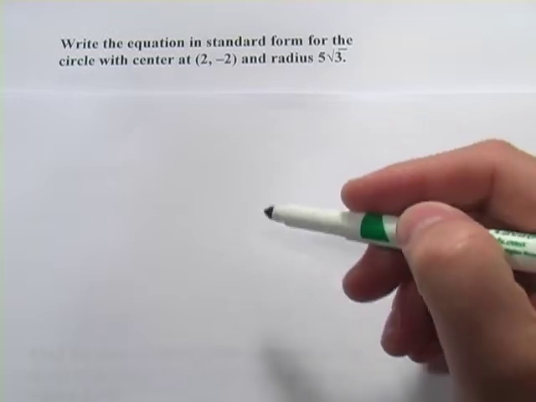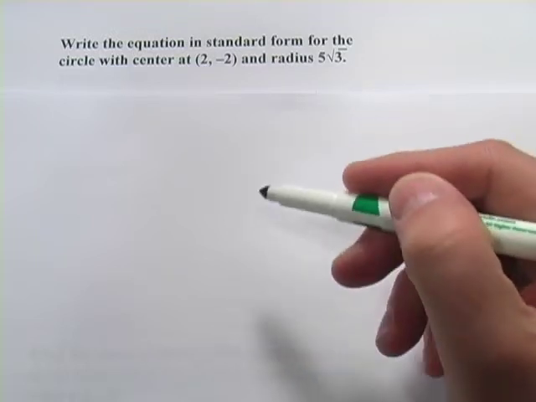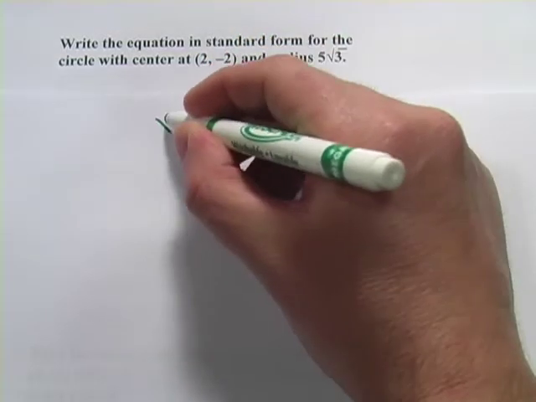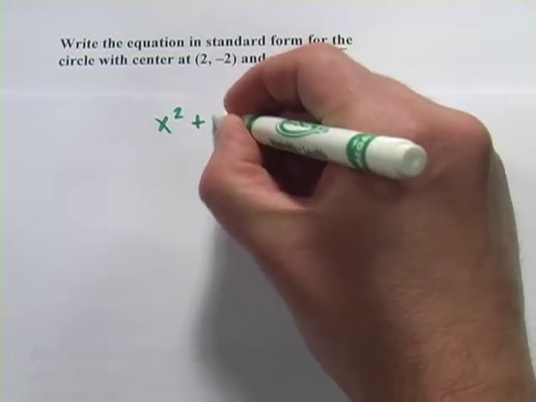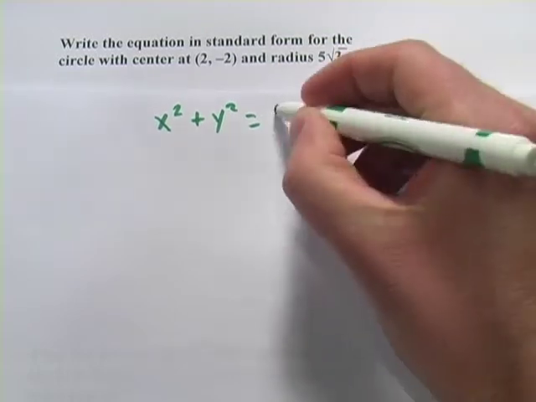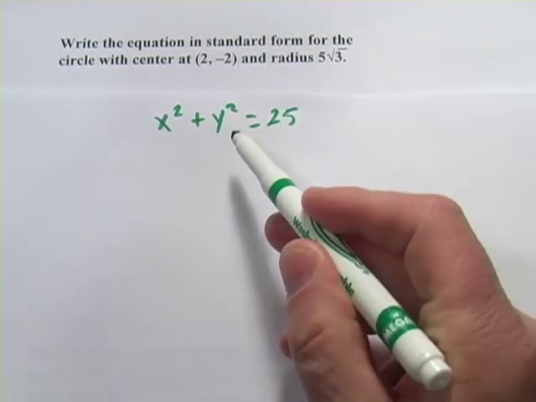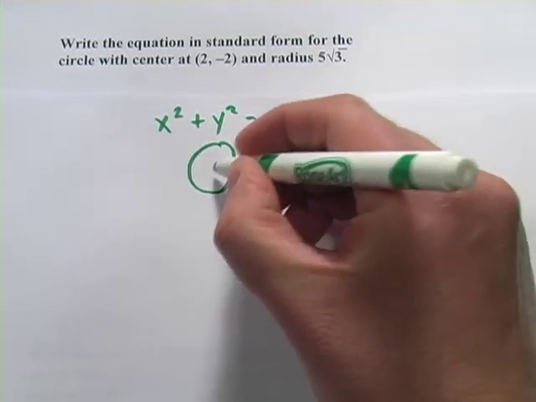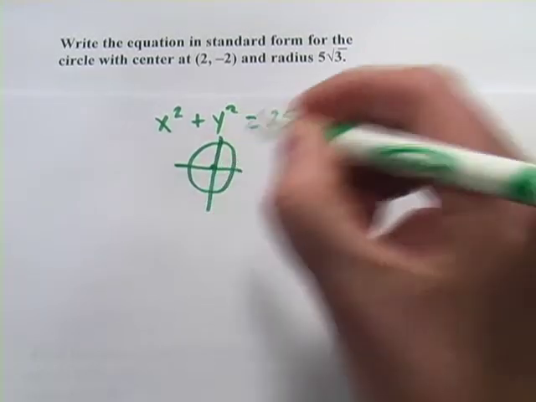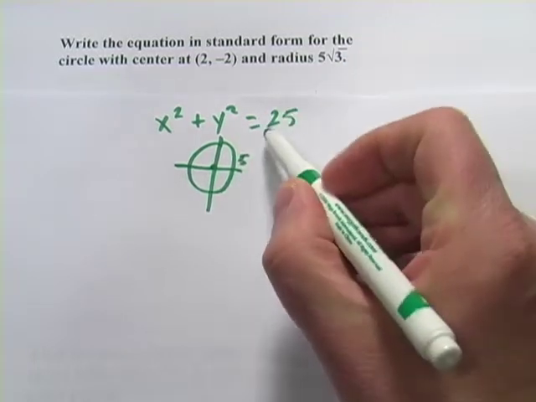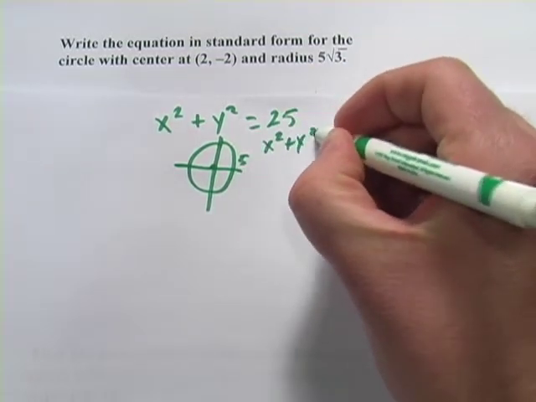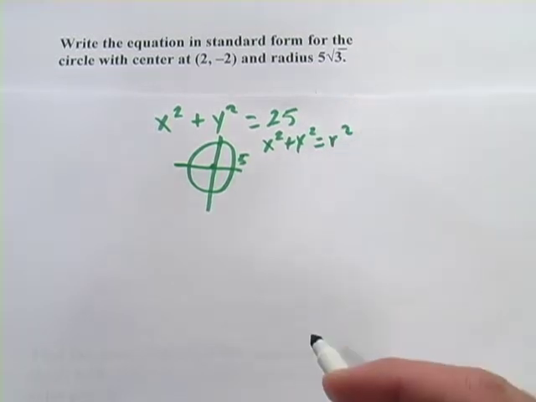Here we have some problems that have to do with circles and equations for circles. And you've probably seen this before. If you've seen an equation that looked like this, x squared plus y squared equals some number, let's say 25, that's a circle. It's a circle with center 0, 0, and a radius of 5. So this over here, that's r squared. So you could write this x squared plus y squared equals r squared.